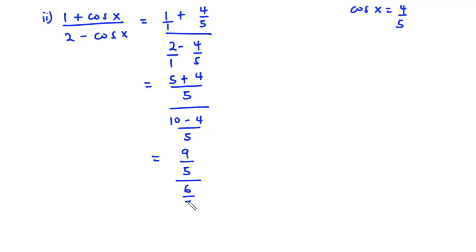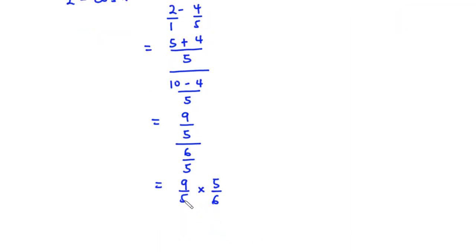So 6 over 5. And then this is equal to 9 over 5 times, we take the reciprocal, that is 5 over 6. 5 goes here once, goes here once. 3 goes here 2 times, 3 goes here 3 times. So we are left with 3 over 2, which is the same as 1.5. So (1 plus cos x) divided by (2 minus cos x) is equal to 3 over 2, or better still 1.5.